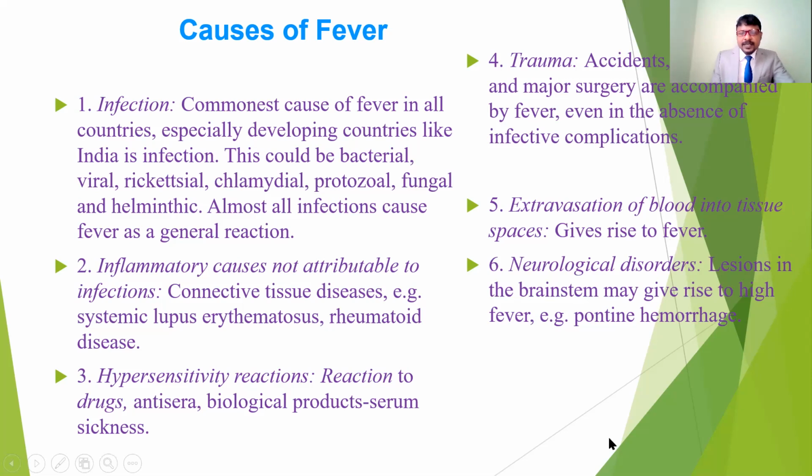And also neurological disorders. Especially neurological disorders involving the brainstem may give rise to high fever, especially pontine hemorrhage, like bleeding inside the brainstem. If you see the components of the brainstem, midbrain, pons, and medulla oblongata, if there is any bleeding inside, or any intracranial tumors or hemorrhage, it may alter the function of the hypothalamus and alter the body temperature regulation, so there may be a chance of getting high fever.